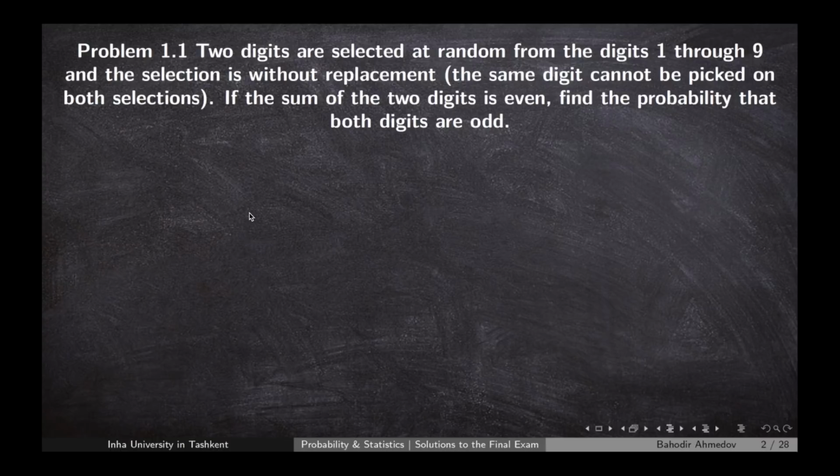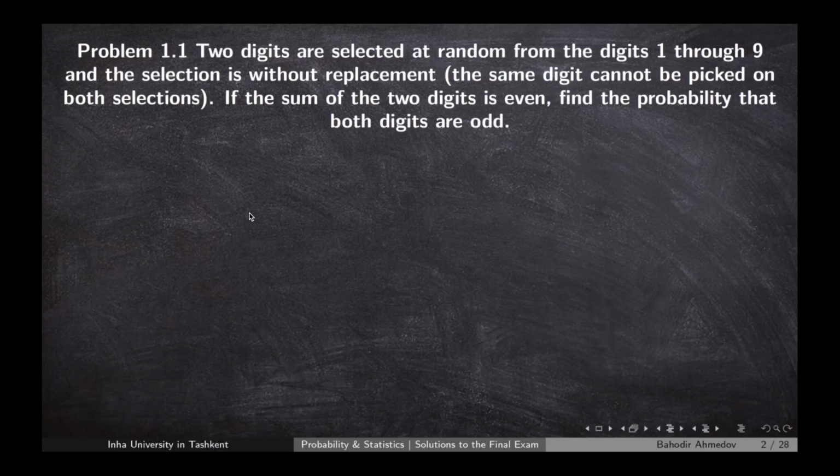This is the problem for the conditional probability. And we are going to solve this in two different ways. So there are 9 digits in a box. We're going to choose 2 digits without replacement. It means that when we choose the first one, we don't put it back. If the sum of the 2 digits is even, what is the probability that both of them are odd?